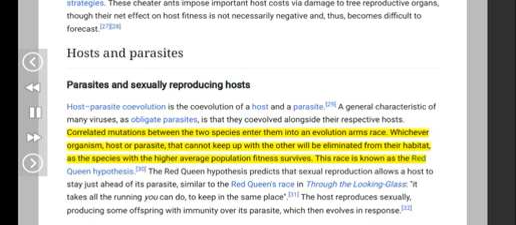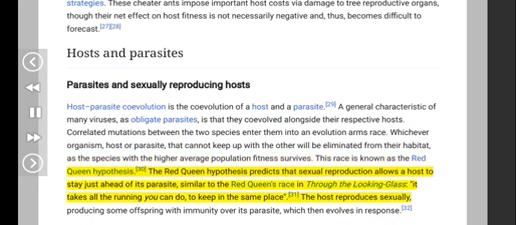Whichever organism, host or parasite, cannot keep up with the other will be eliminated from their habitat, as the species with the higher average population fitness survives. This race is known as the Red Queen hypothesis. The Red Queen hypothesis predicts that sexual reproduction allows a host to stay just ahead of its parasite, similar to the Red Queen's race in Through the Looking Glass. It takes all the running you can do, to keep in the same place.